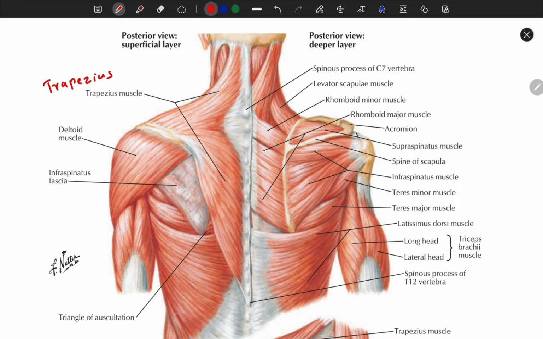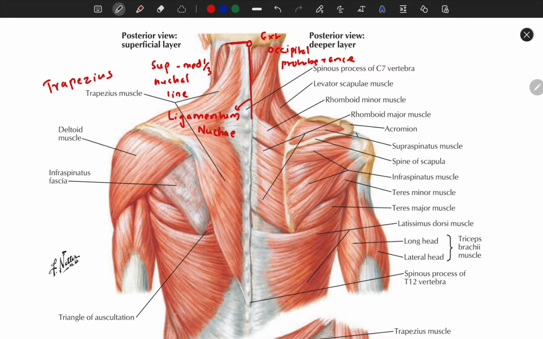So the trapezius muscle originates from, here you can see, this is the superior nuchal line, the medial 1/3 of the superior nuchal line. This is the external occipital protuberance. It extends down as the ligamentum nuchae. So this is the ligamentum nuchae. It is actually the continuation of the supraspinous ligament.